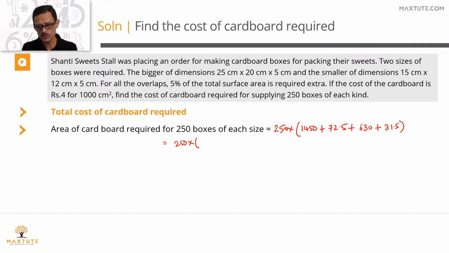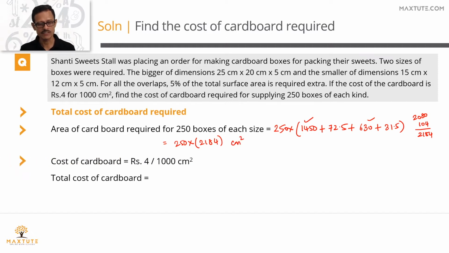Addition is 1450 plus 630, that is 2080. I'm just writing that bit here. I've counted this and this. Left to count 72.5 plus 31.5, that is equal to 104. So all of these add up to 2184. So the area required for 250 smaller and 250 larger boxes after including the overlaps is 250 into 2184 centimeter square. All that is left is to multiply it with the cost.